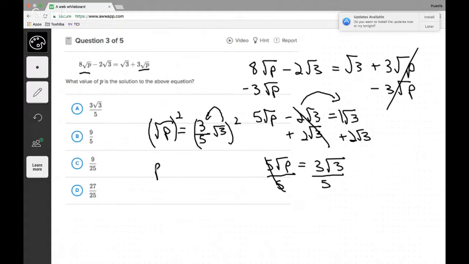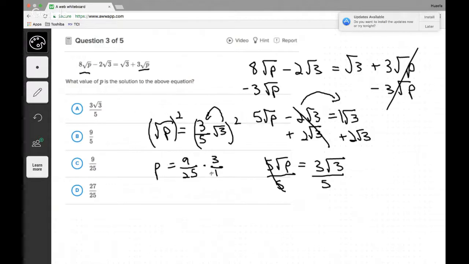Now we have a nice P all by itself. And this becomes 3 squared over 5 squared, which is 9 over 25, squaring numerator and denominator. And then squaring this square root 3 just, again, takes away the square root symbol. And we just got a 3 left over. We could even put a 3 over 1.